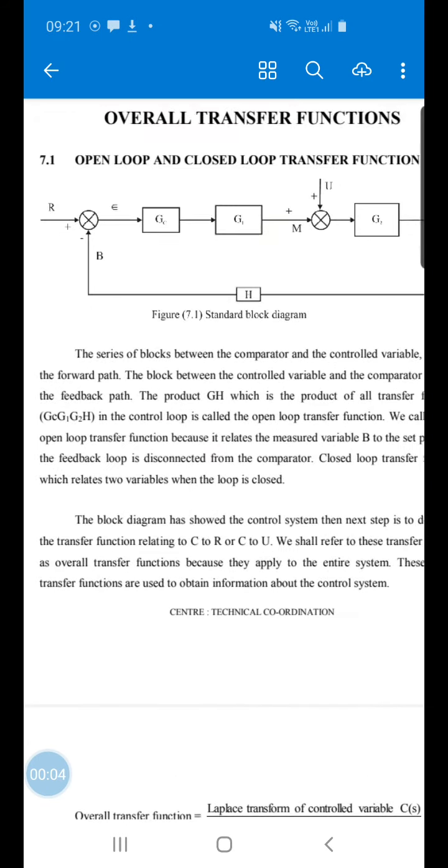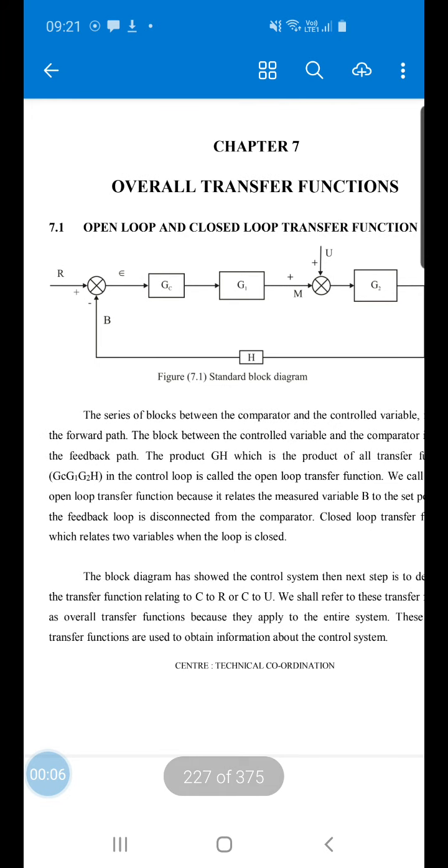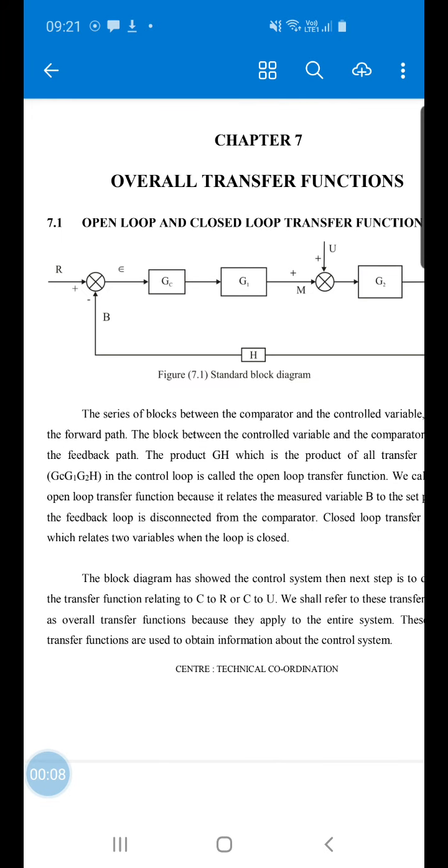Today we are going to discuss the overall transfer function, in which we will discuss the open loop and closed loop transfer function. As you are aware with this block diagram, we already discussed the various terms, symbols, and the transfer functions used in the overall transfer function block diagram.